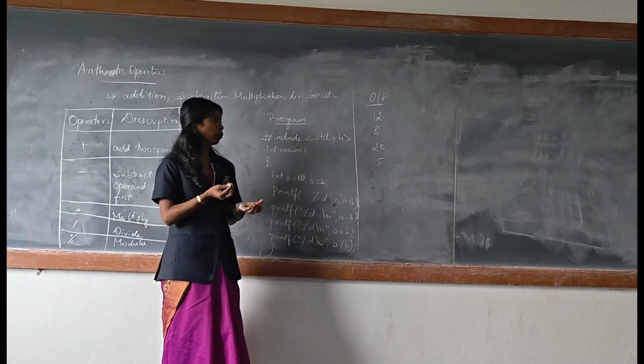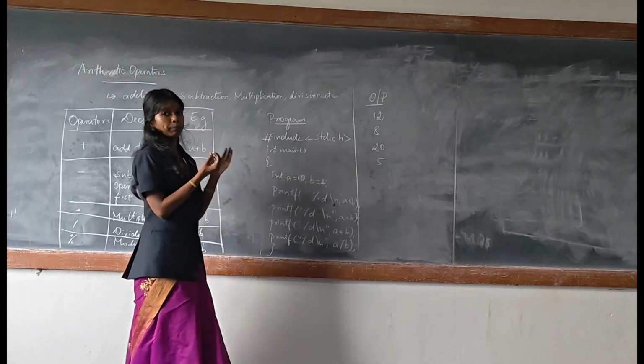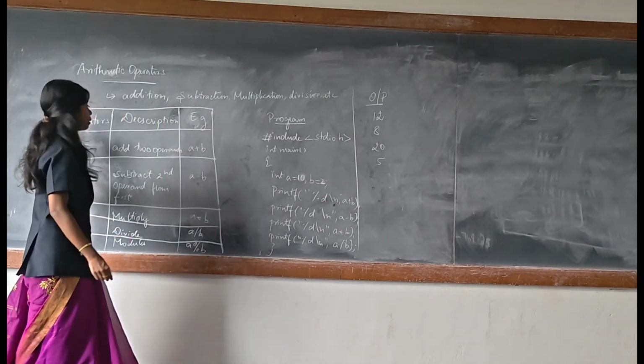So 10 divided by 2, you get the output as 5. This is the simple example program for arithmetic operations.